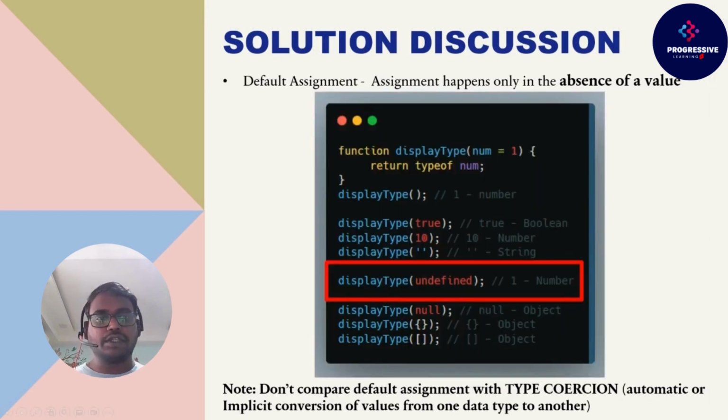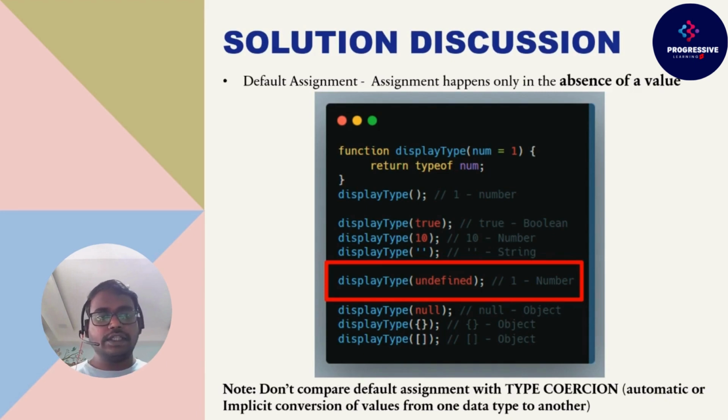So coming back to our question, the first display type call, where we don't pass anything, is called an absence of a value. That's the reason when there is no value, num equal to 1 will be assigned and the type of 1 will be a number. Coming to the Boolean type, because it's a presence of a value, it returns a Boolean. So num equal to 1 won't be assigned. Similarly for the 10, which is a number, and for the string, it is a string.